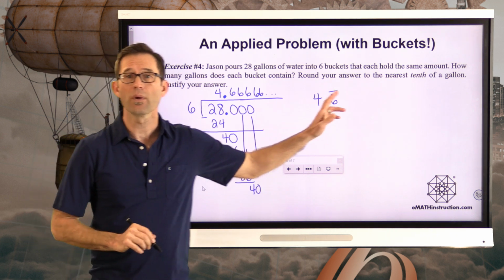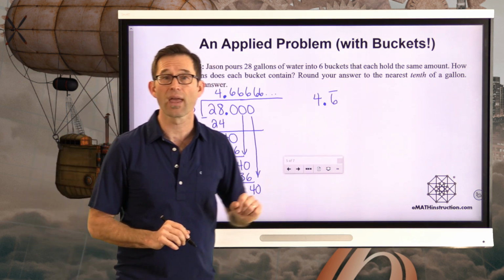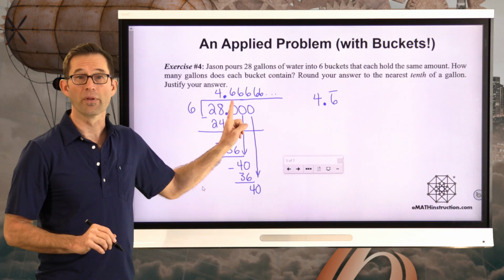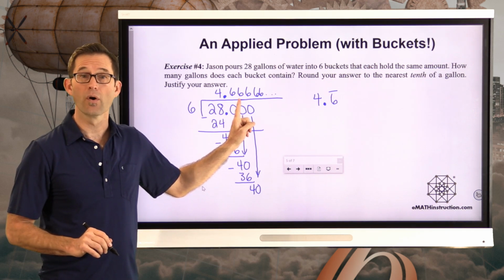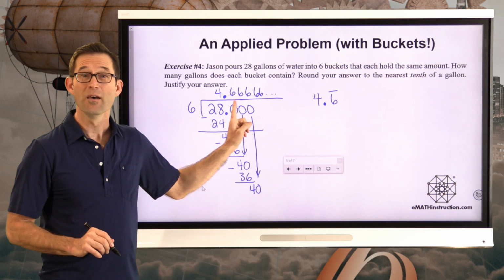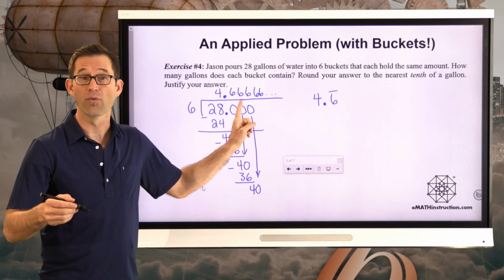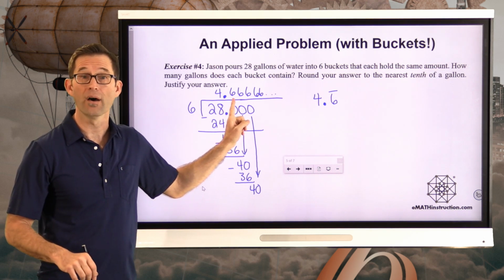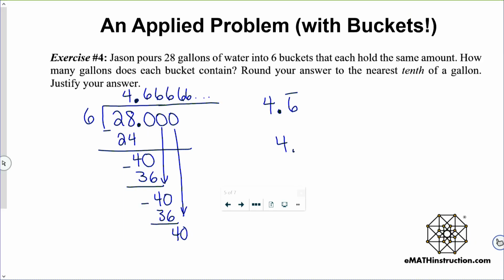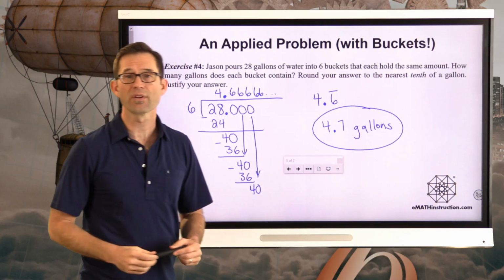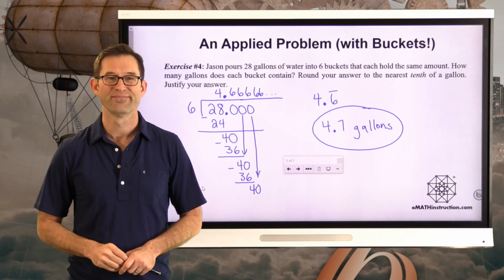But it tells us that we want to round to the nearest tenth of a gallon. That's this decimal place here, right? So in order to round that, of course, I'll look at the next one over, which is also a 6. Because that 6 is 5 or greater, it means I should round that up to a 7. And so my final answer should be 4.7 gallons. 4.7 gallons in each one of these buckets.